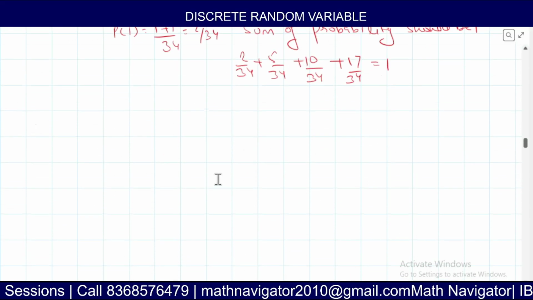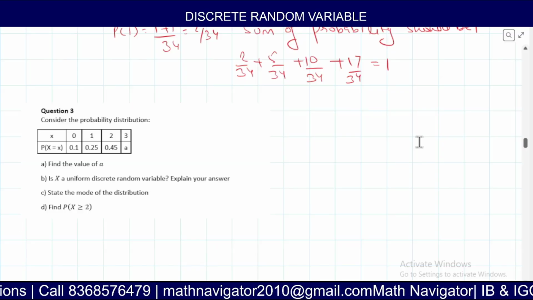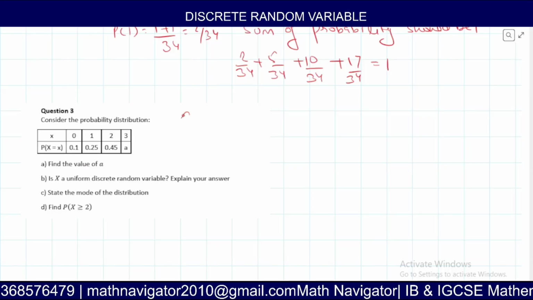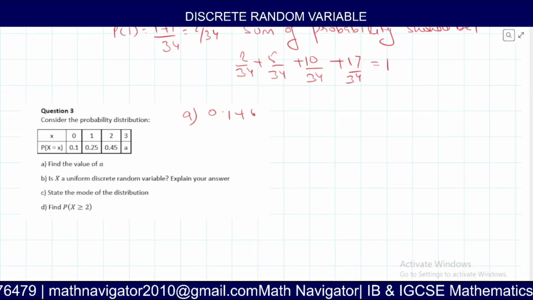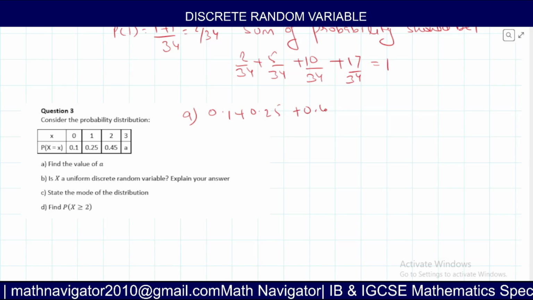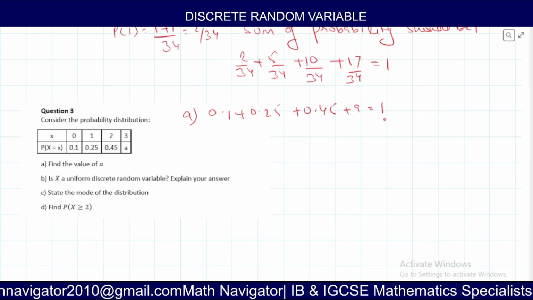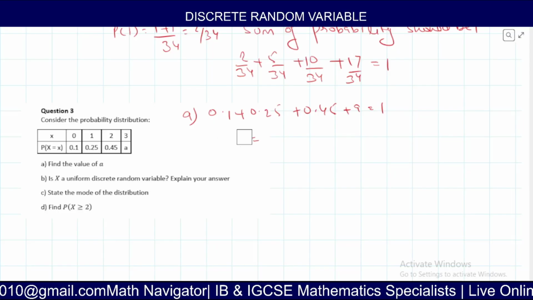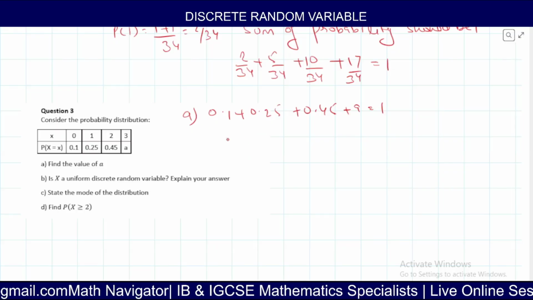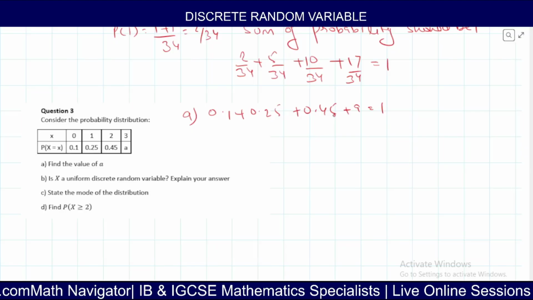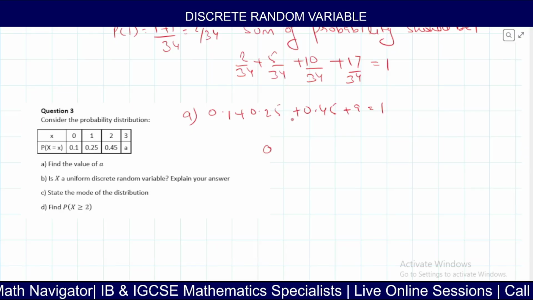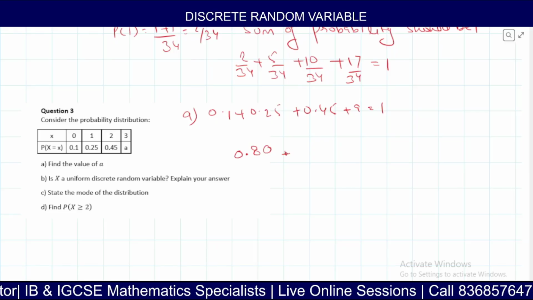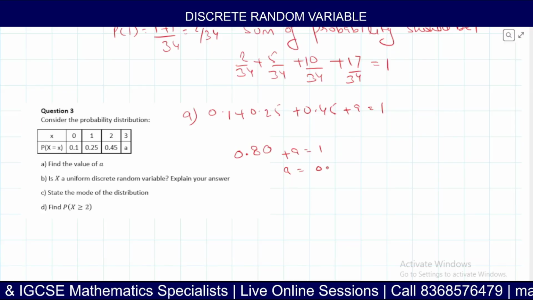Here, right? So this question is saying consider the probability distribution. Okay, perfect. Find the value of a. So it is very easy. You just have to do 0.1 plus 0.25 plus 0.45 plus a is equal to 1. So a is equal to, first I can calculate this. So 0.1 plus 0.25 plus 0.45 is 0.8. So 0.8 plus a is equal to 1. So a is equal to 0.2.